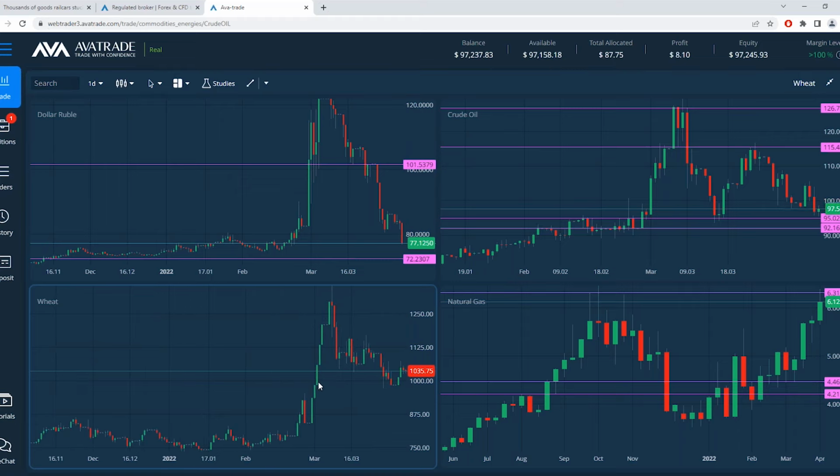This is when the war started. 1 day candles. Wheat went flying up and then is pulled back down just like some of the other instruments like the USD ruble, etc. And so as wheat came back down and found a basement, you might look to say, okay, if train cars are still blocked, wheat exports can't get out of Ukraine.